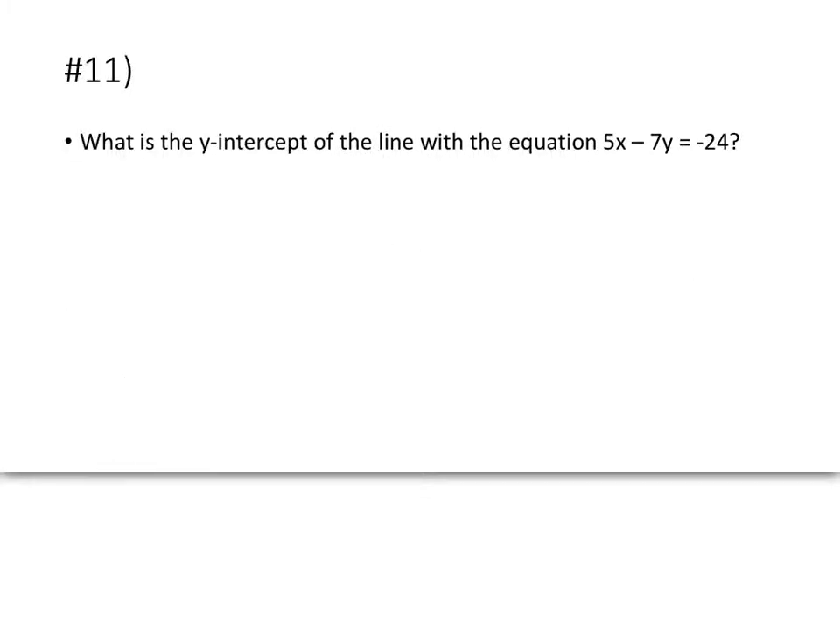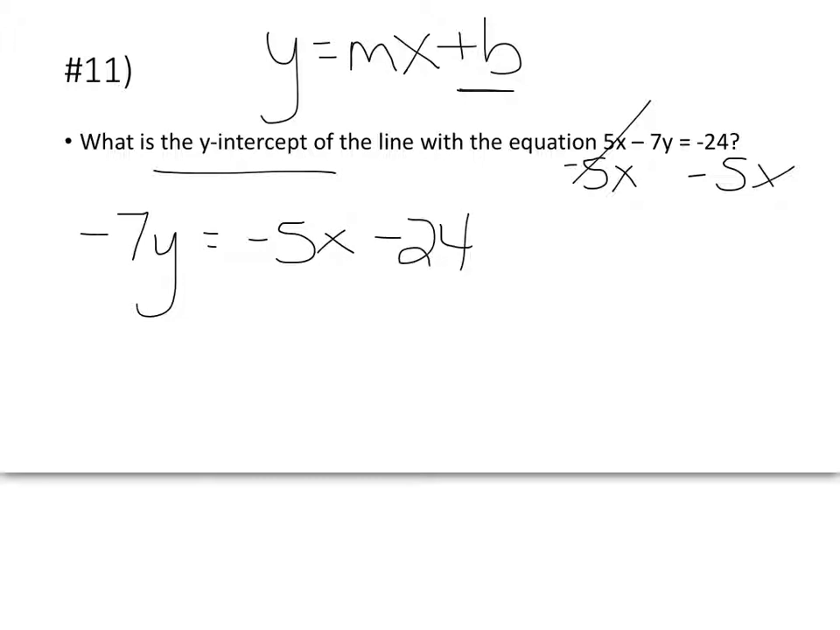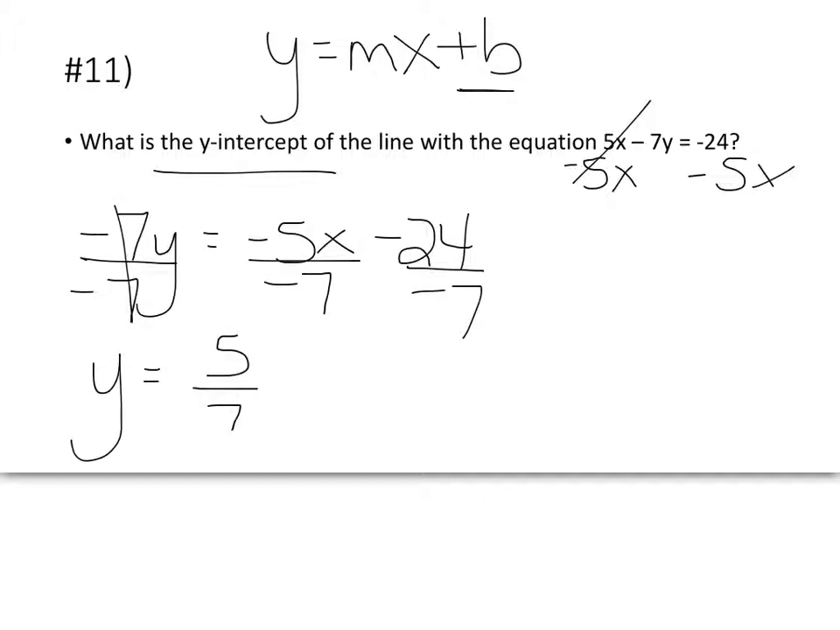Alright, what is the y-intercept of the line with the equation 5x minus 7y equals negative 24? Well, they want the y-intercept, so we can again put it in slope-intercept form. And remember, in this case, your y-intercept is your b. So I'm going to subtract 5x from both sides. And you get negative 7y is equal to negative 5x minus 24. Notice I put the x term first again. Divide everything by negative 7. And you get y equals positive 5/7 because it's a negative over a negative, plus 24 over 7. Okay?